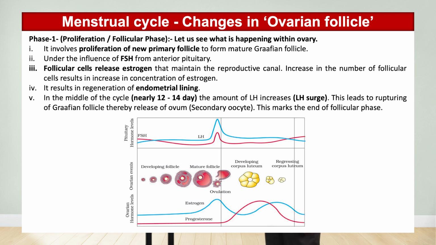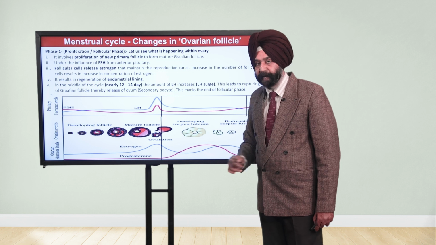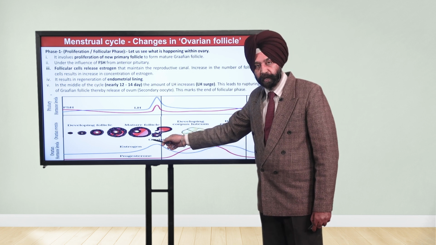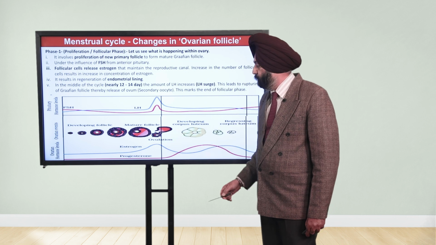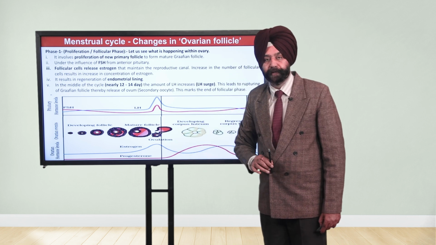In the middle of the cycle, nearly 12 to 14 days, the amount of LH increases rapidly. This is called as LH surge. This leads to rupturing of the Graafian follicle, and the process is called as ovulation. This makes the end of first phase of the menstrual cycle.